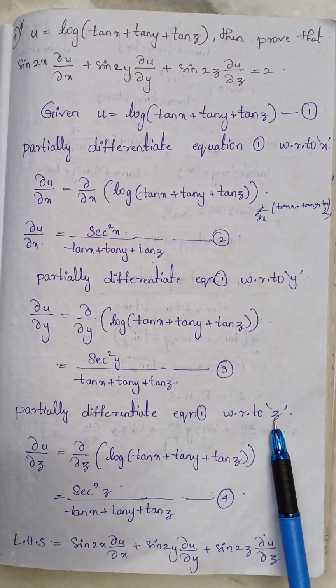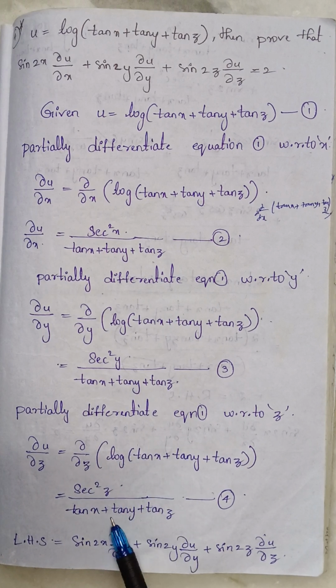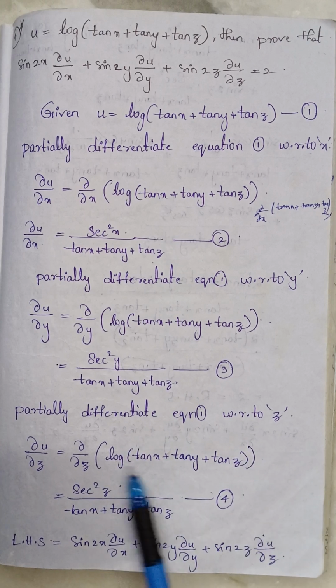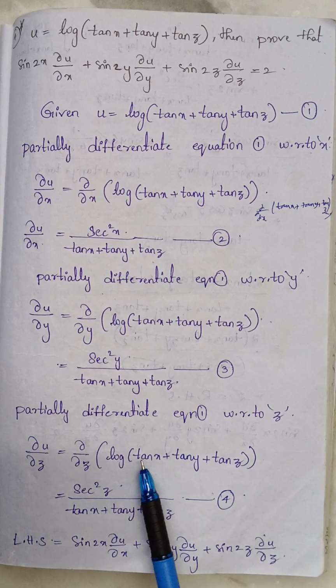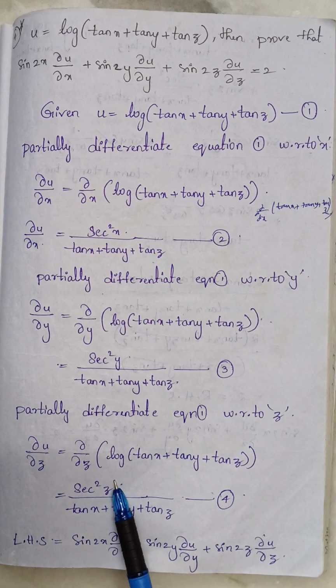Similarly, with respect to z means dou by dou z of this. So log x derivative is 1 by x, but instead of z here this total function with respect to z we are doing in the sense x and y are constant. So tan z derivative is secant square z.